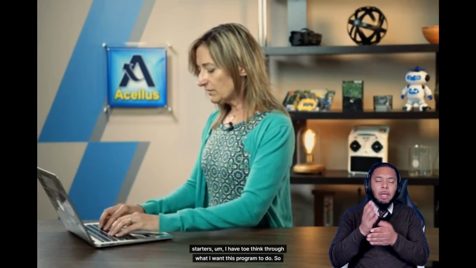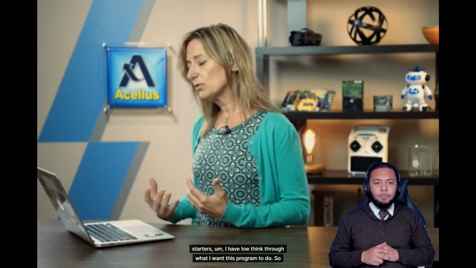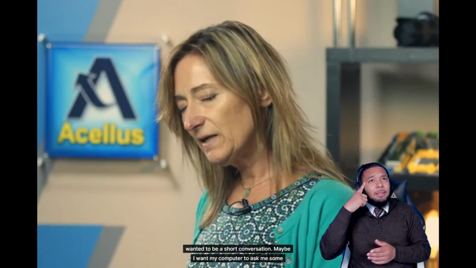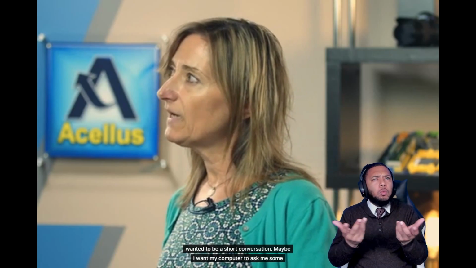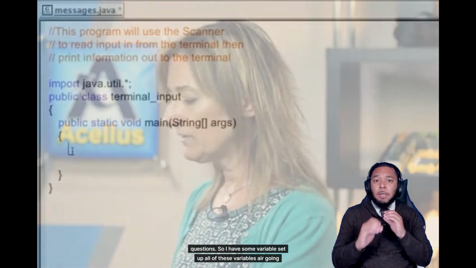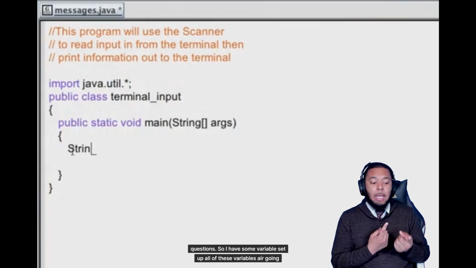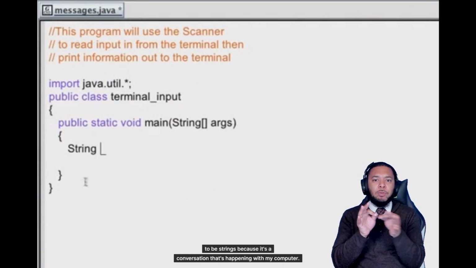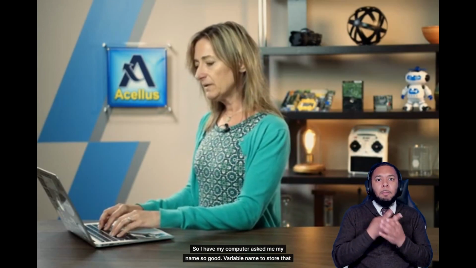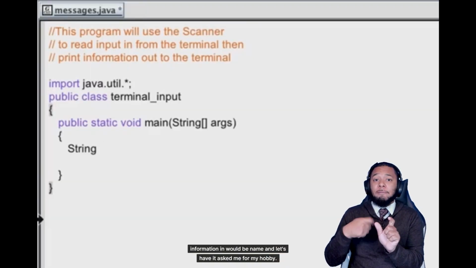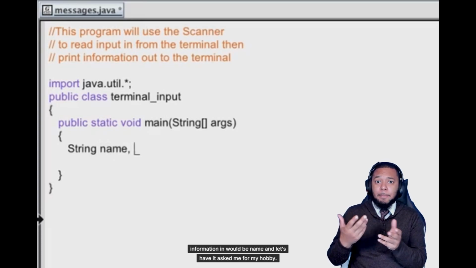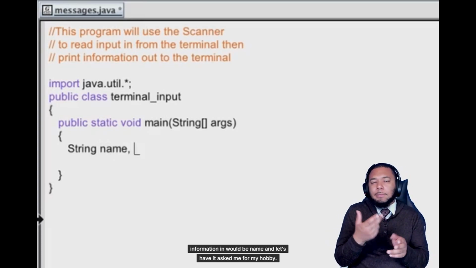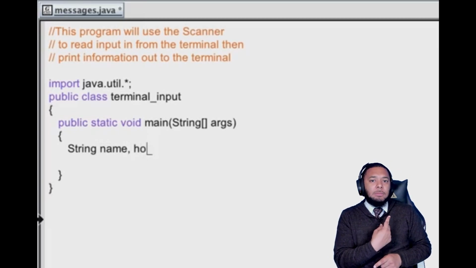So for starters, I have to think through what I want this program to do. So I want it to be a short conversation. Maybe I want my computer to ask me some questions. So I'll have some variables set up. All of these variables are going to be strings because it's a conversation that's happening with my computer. So I'll have my computer ask me my name. So a good variable name to store that information in would be name. And let's have it ask me for my hobby.